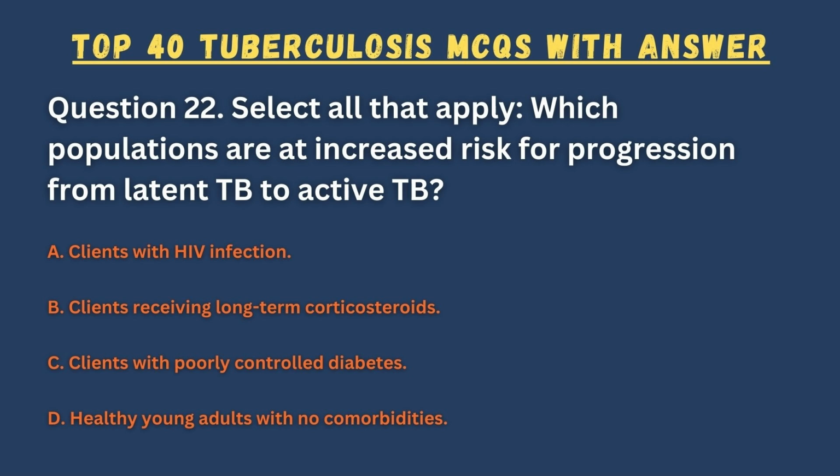Question 22. Select all that apply. Which populations are at increased risk for progression from latent TB to active TB? A. Clients with HIV infection. B. Clients receiving long-term corticosteroids. C. Clients with poorly controlled diabetes. D. Healthy young adults with no comorbidities.